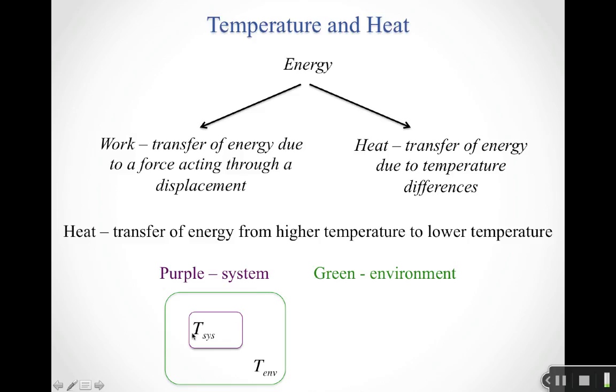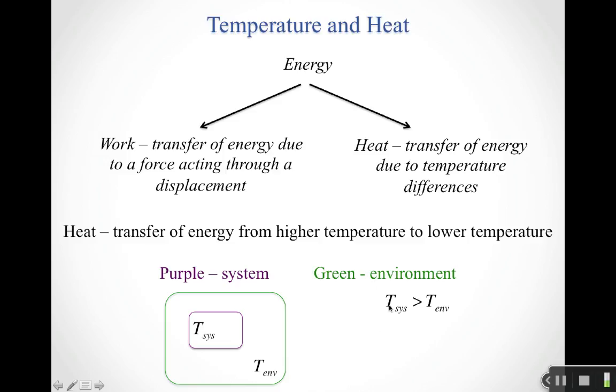So let's say that here I have a system. Right? So here's some system. It's denoted by the purple boundary. So here's the boundary of my system. And that system sits inside some environment. So that's the green boundary here. So the relative temperature between my system and environment will tell me about the direction in which that energy is being transferred as heat, and then the sign that I need to use with Q.